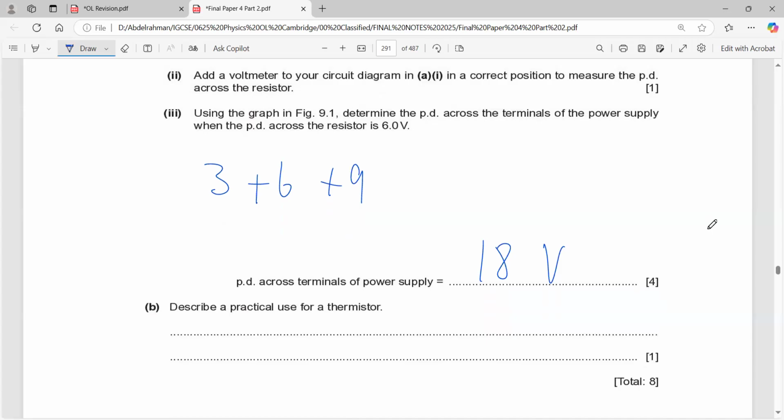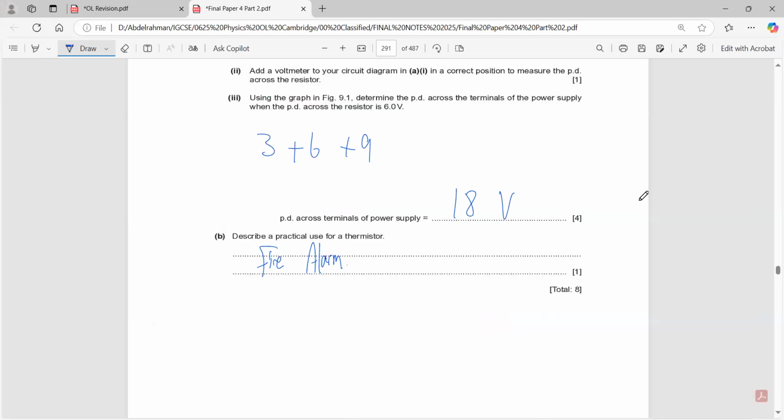Describe a practical use for a thermistor. Thermistor could be used in a fire alarm. This is the most practical use for any thermistor.